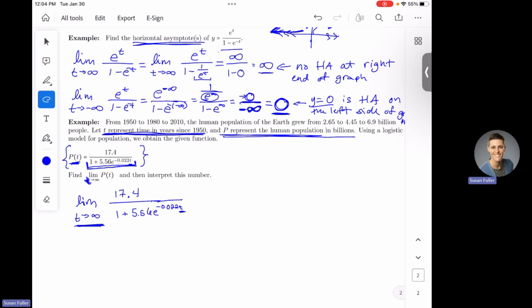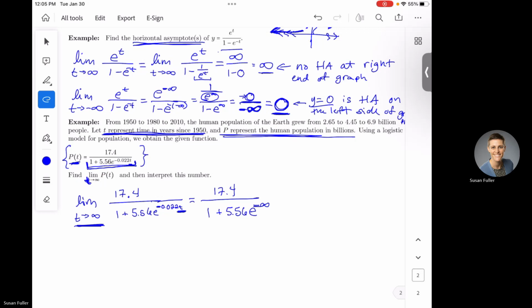So what happens is this t gets bigger and bigger and bigger. Well, as t gets bigger and bigger and bigger, I'm going to have 17.4 divided by 1 plus 5.56 times e to the negative 0.022 times bigger and bigger and bigger numbers, which is going to push this to a huge negative number, right? Because this keeps getting bigger and bigger, and because this is negative, it's going to push the whole thing to negative infinity.